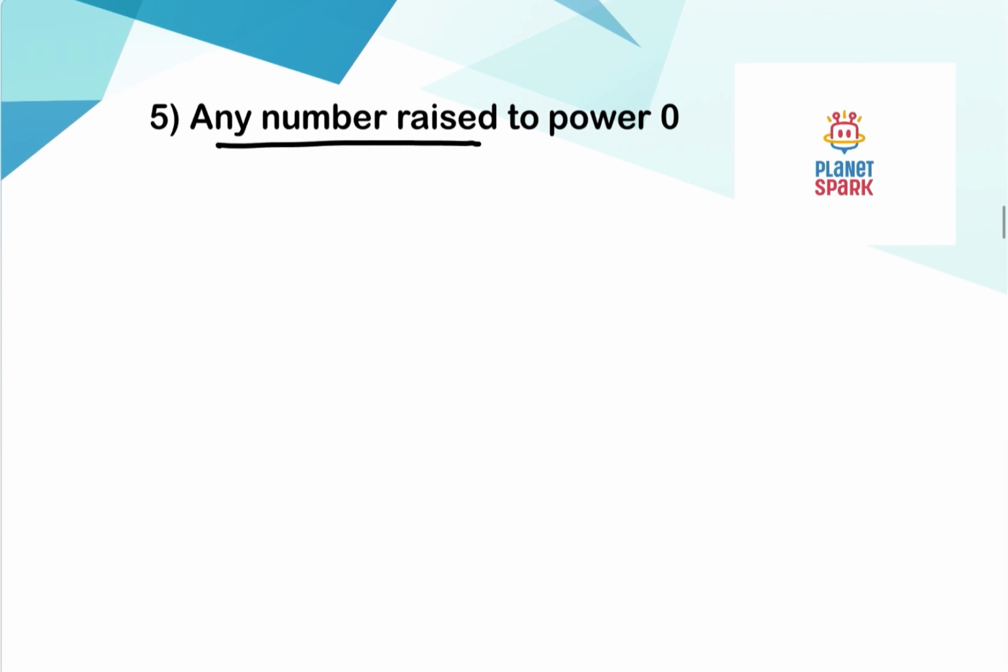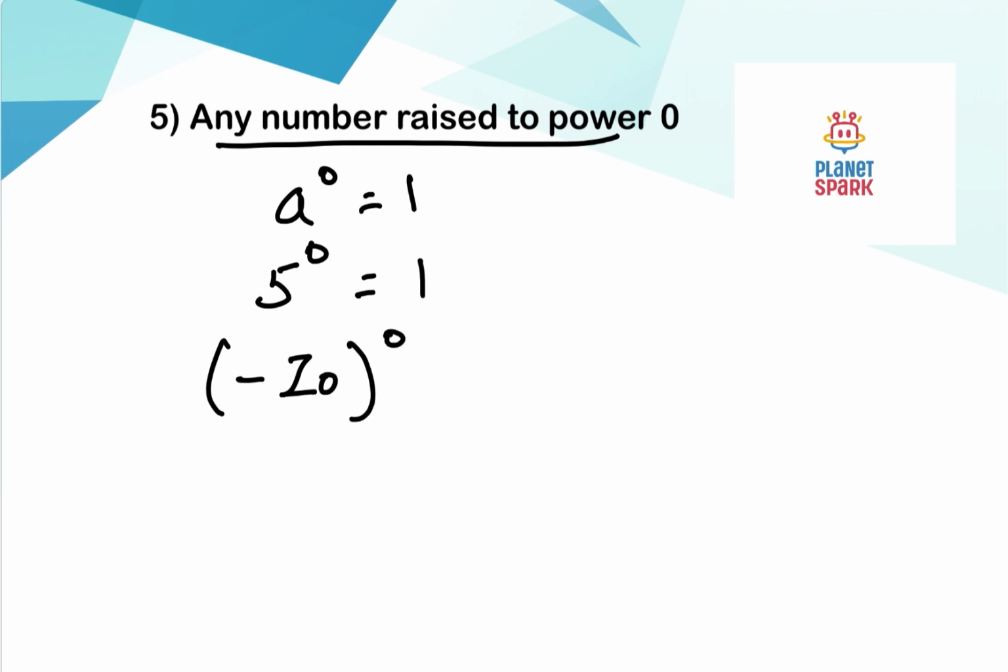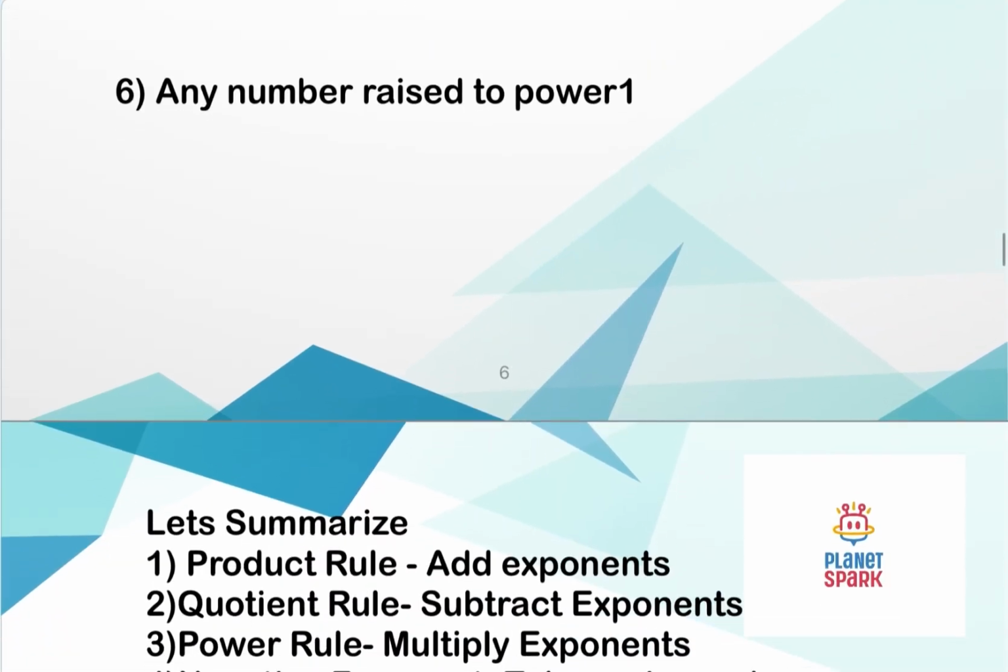Any number raised to the power 0 is always 1. So a raised to the power 0 will turn out to be 1. 5 raised to the power 0 will be 1. Minus 20 raised to the power 0 again would be 1. 65 raised to the power 0 is again 1. Any number raised to the power 0 is 1.